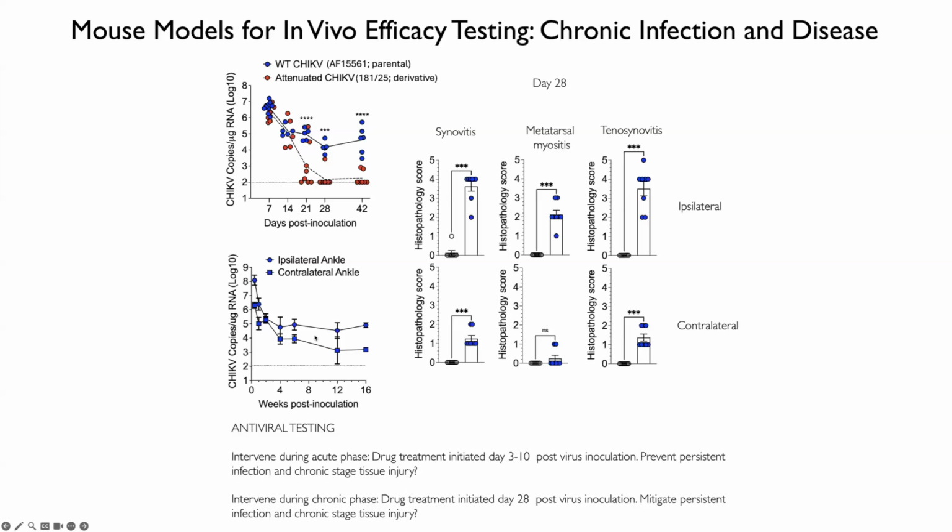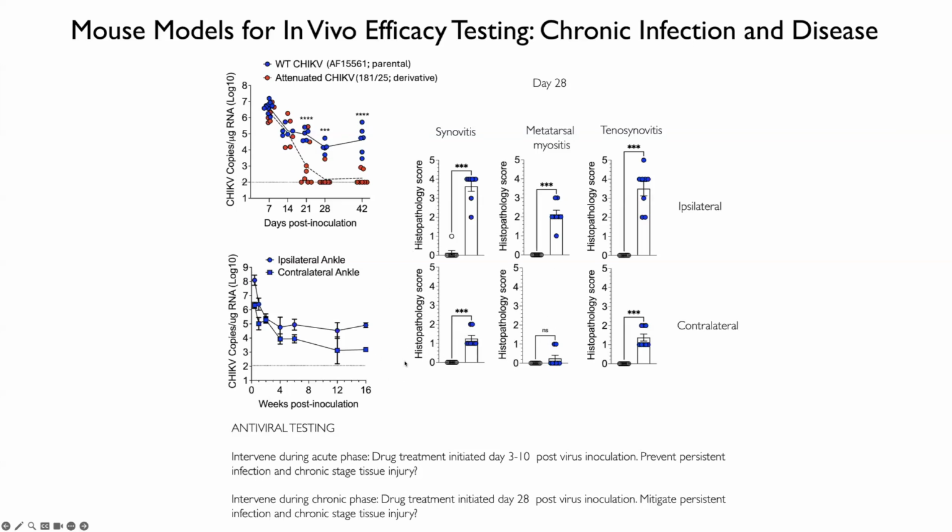And this is observed in mice that are inoculated with wild-type strains of the virus, and it's not observed in mice that are inoculated with an attenuated strain, such as this 18125 strain of chikungunya virus, which is shown here in red, and this is successfully cleared from these joint-associated tissues by about 28 days post-inoculation. So this long-term presence of viral RNA is really a feature of wild-type strains of the virus. And then importantly, this persistence of viral RNA in these tissues is associated with histopathological changes, including synovitis and tenosynovitis.